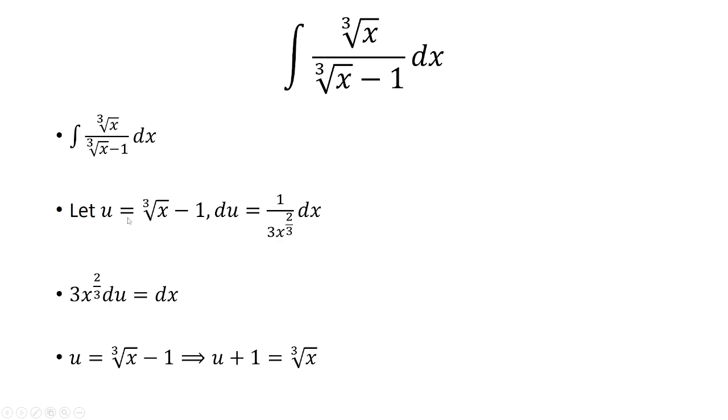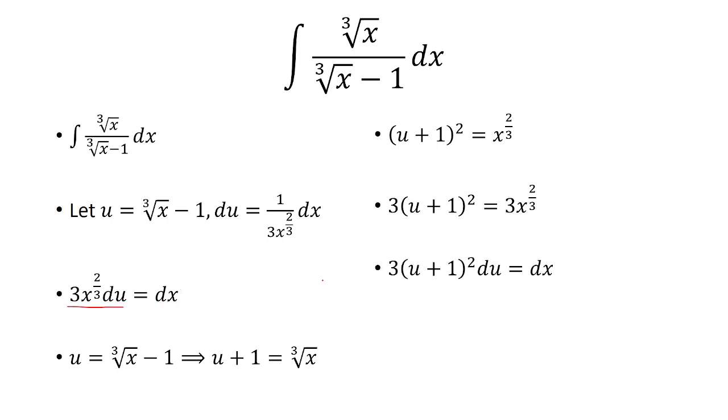And now notice that u is equal to the cube root of x minus 1. So u plus 1 is the cube root of x. I want 3 times x to the 2/3 power. So square both sides to get x to the 2/3 and then multiply by 3. So now we know what dx is. Dx is going to be 3 times u plus 1 quantity squared du.